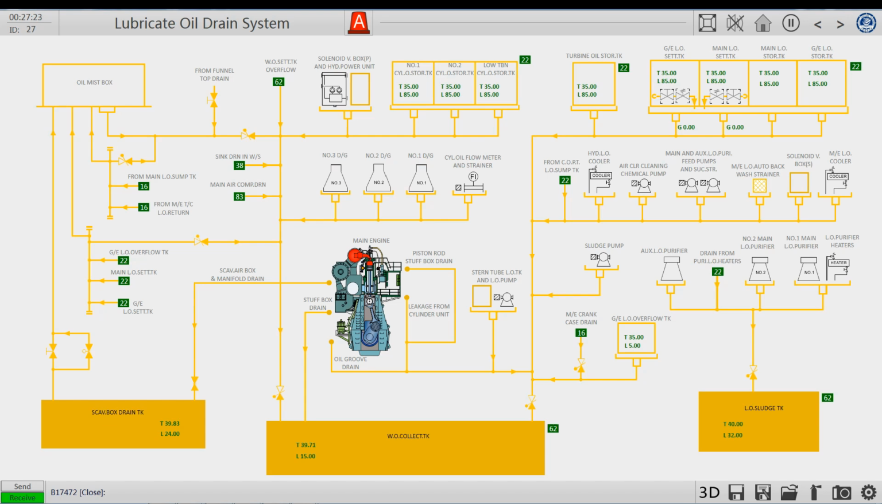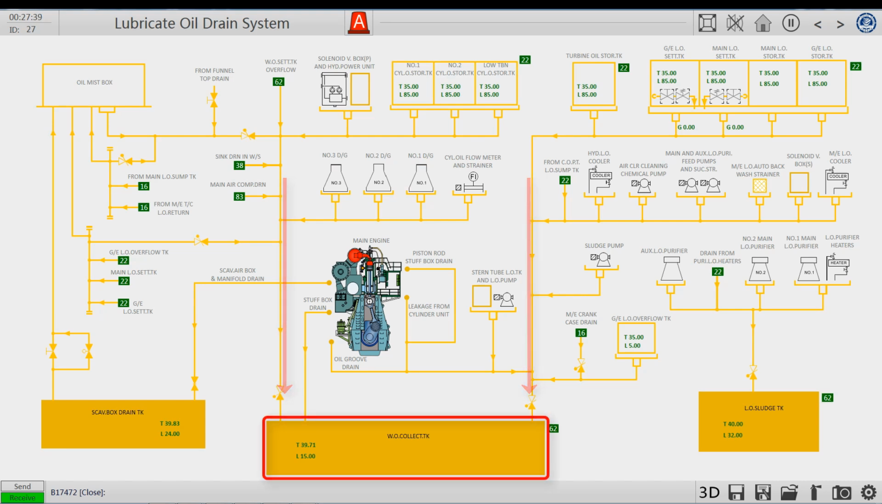The parts of the scavenging box and the discharge of the intake exhaust manifold go into the residue oil tank of the scavenging box. There are two waste oil collection manifold pipes. The waste oil is transported to the waste oil collection tank through the collection pipes.